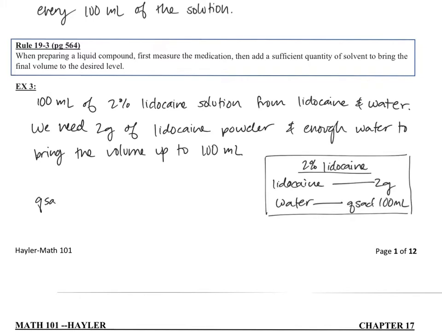QSAD is taken from the Latin, which means a sufficient quantity to adjust the dimensions. So when we're preparing a liquid solution, we need to make sure that the solute and the diluent will add up to the desired volume.